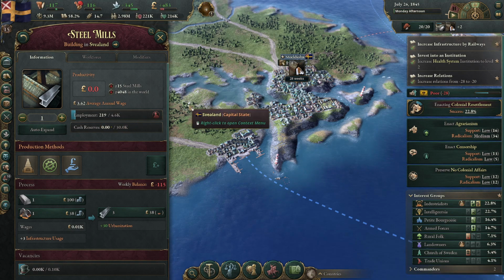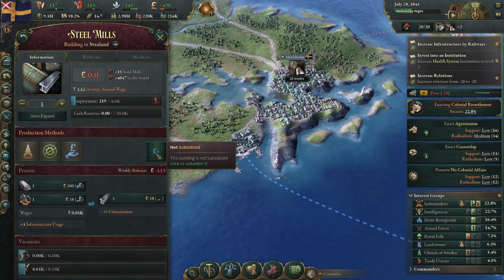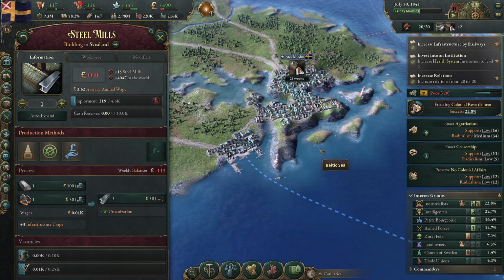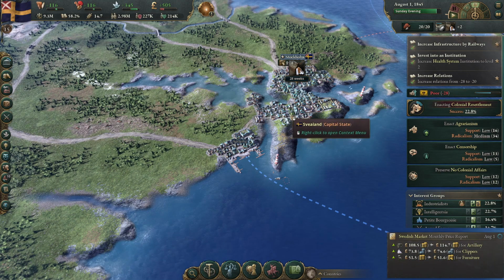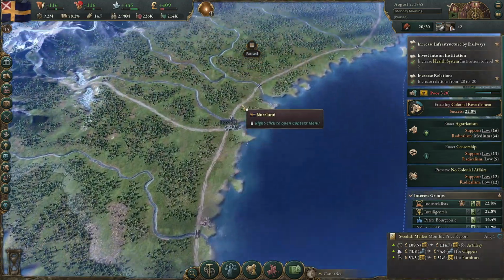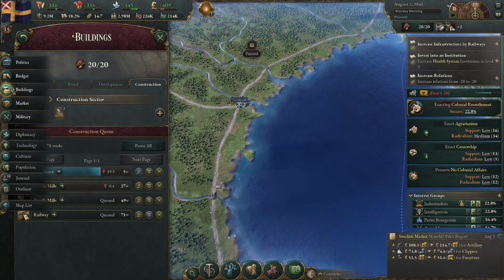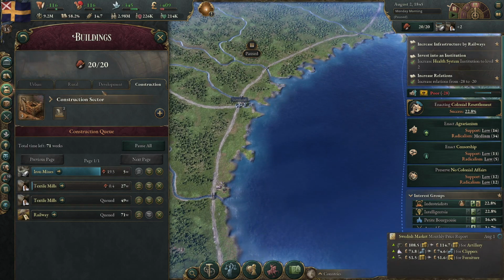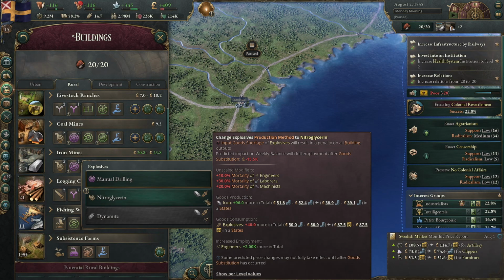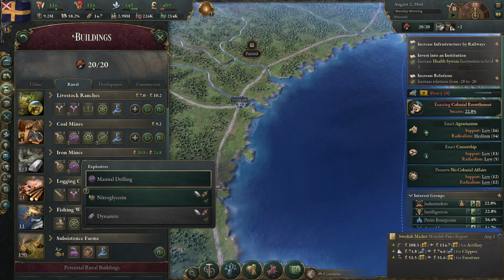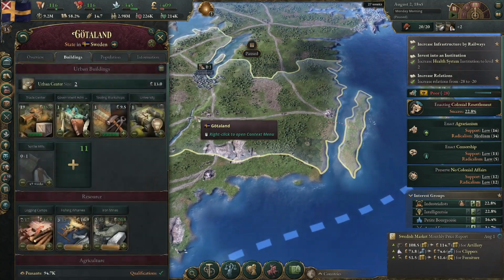Unemployment. So we could subsidize this. I mean, we've got no demand for it at the moment. That's the thing. Oh yeah, we added nitroglycerine, didn't we? Okay. Buildings. Urban. No, raw, isn't it? Iron mines. Right, where do we get explosives from? Can't build it in Svealand.